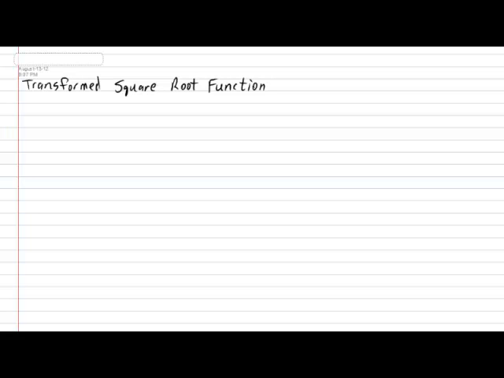Hi everyone. Today we're going to be looking at how to deal with a transformed square root function. So in your notebook, please put today's subtitle, Transformed Square Root Function. The transformed square root function has the following format.